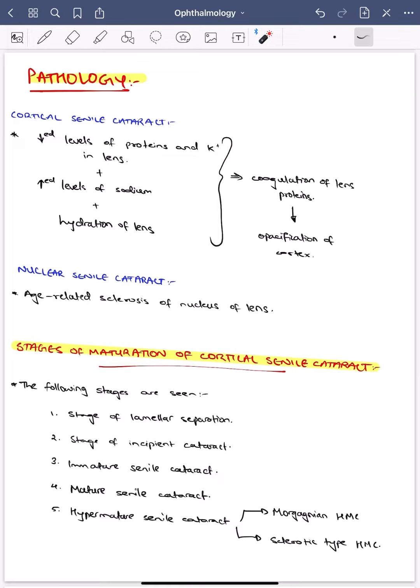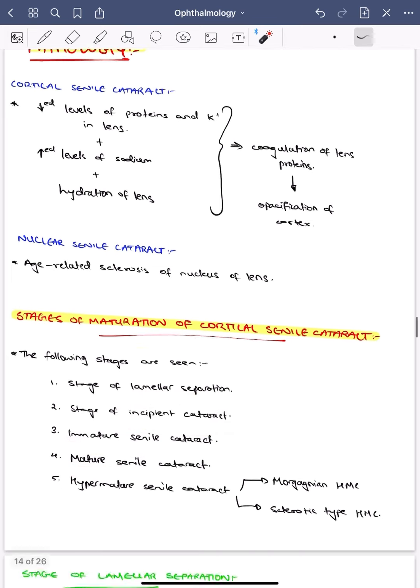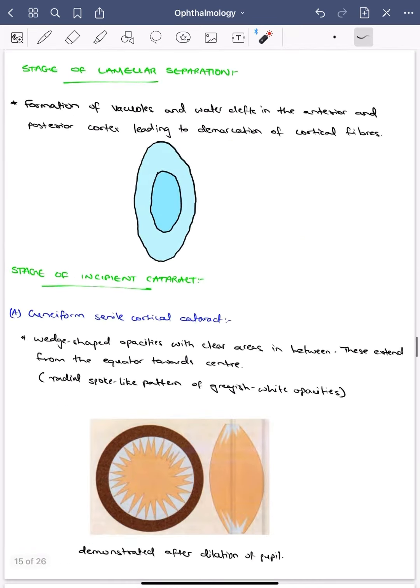So we have again stage of lamellar separation, incipient cataract, immature, mature, and hypermature senile cataracts. Now, beginning with the stage of lamellar separation.